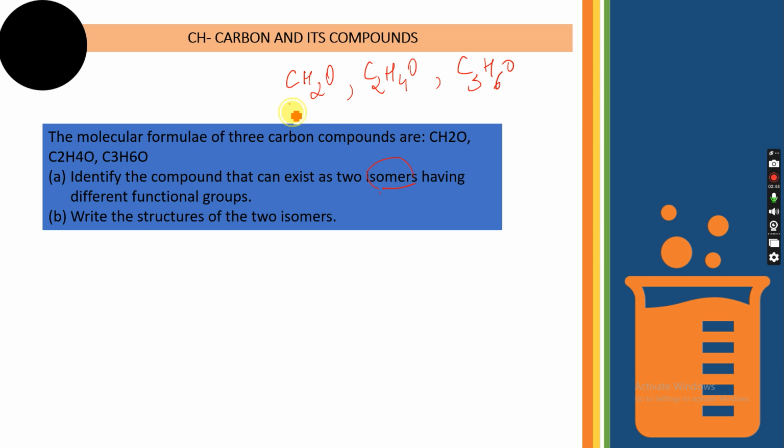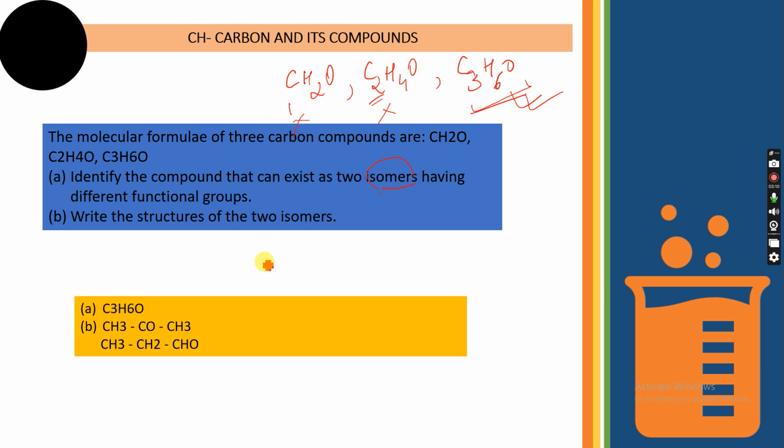The first has only one carbon, so it cannot have isomers. Two carbons are there in the second, so it cannot have isomers either. What remains is the third one, which has isomers. Isomers are possible starting from compounds having 3 carbon atoms. So this is the only option left, and this will be the answer. Now, what are the two? One will be an aldehyde, one will be a ketone. You see the answer here: C3H6O is the correct option.